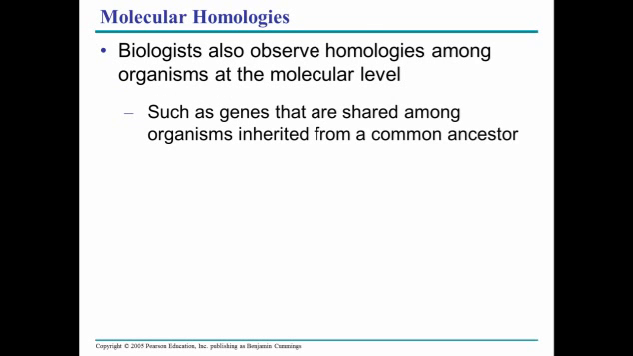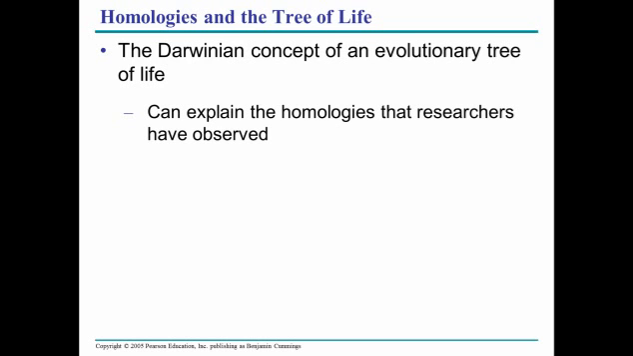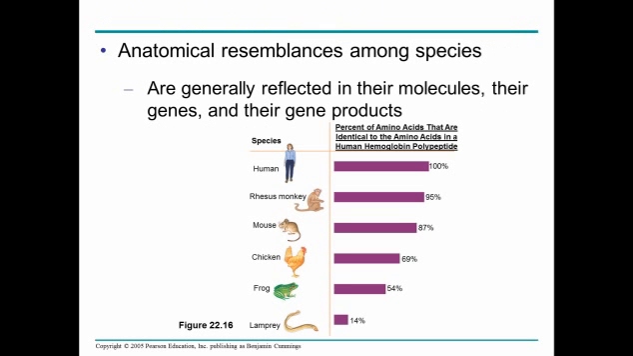Now more and more evidence is coming from molecular homologies, where we compare genes that function for the same thing and look at their differences, or their amino acid structure for the same proteins and look for how different they are from each other and from a common ancestor. And we can create evolutionary trees based on these homologies, such as you see here, looking at the amino acid sequence in human hemoglobin polypeptides.